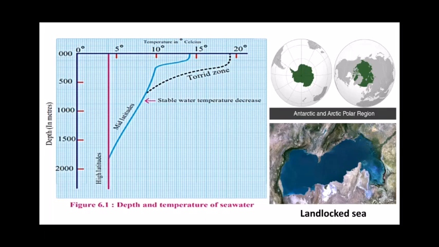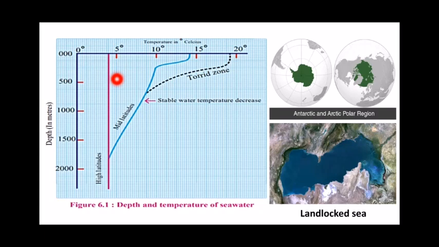Next question. How much has this temperature changed at 1500 meter depth? Now this same temperature, that is the mid latitudes, how much has it changed at 1500 depth? The temperature is about 5 degrees Celsius at 1500 meter depth. If you see here, near 1500, the temperature is about 5 degree. You can see that, right?